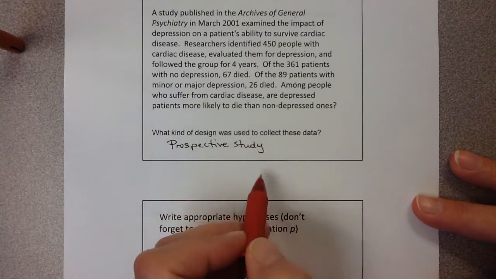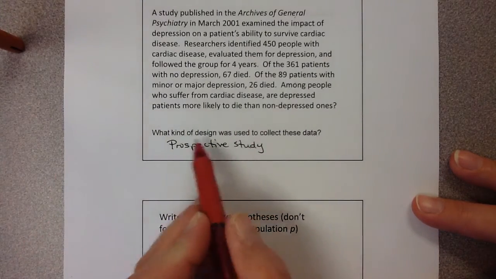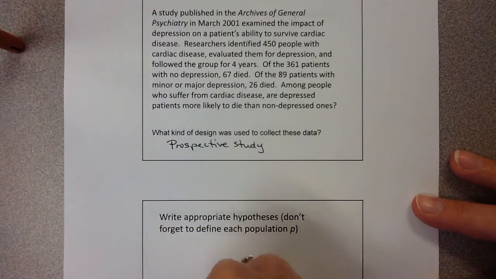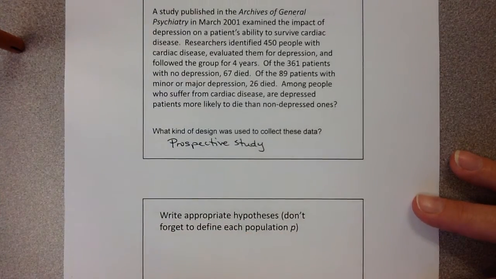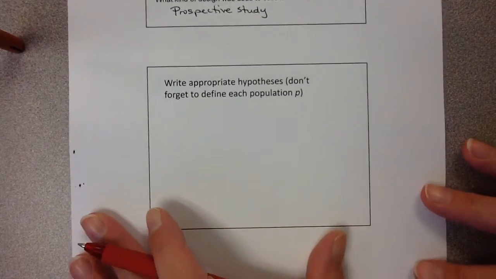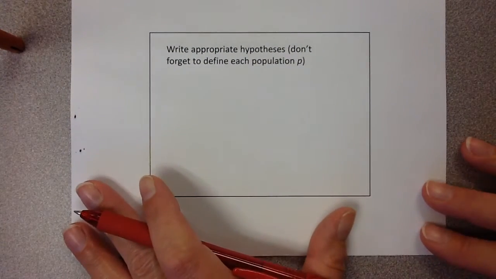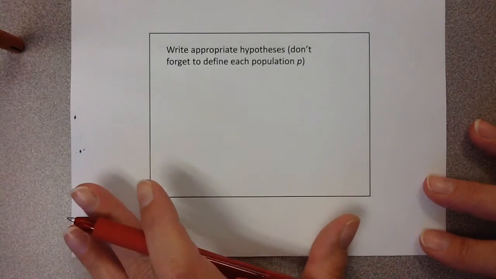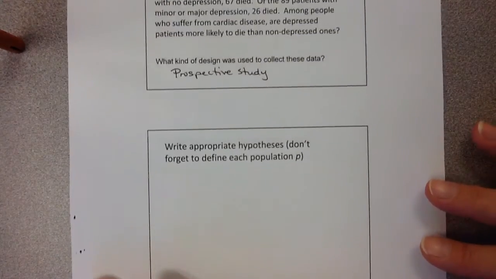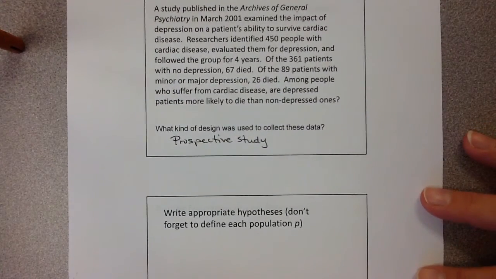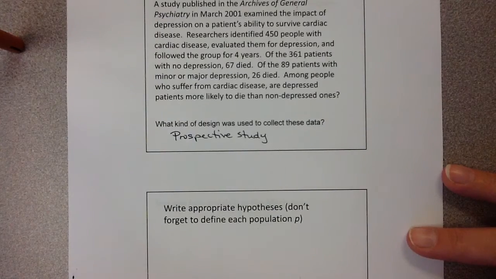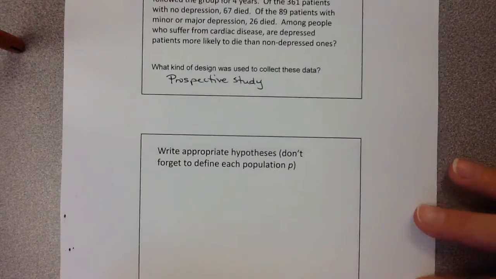Prospective is when we pick them and look forward, pro. Retrospective is when we pick them and then look back at their records at what has already happened in the past. Okay? We need to write appropriate hypotheses, and we always want to make sure we define each population. So there's actually two populations here, depressed people and not depressed people. So I might want to pick subscripts that help me keep up with which one is which.